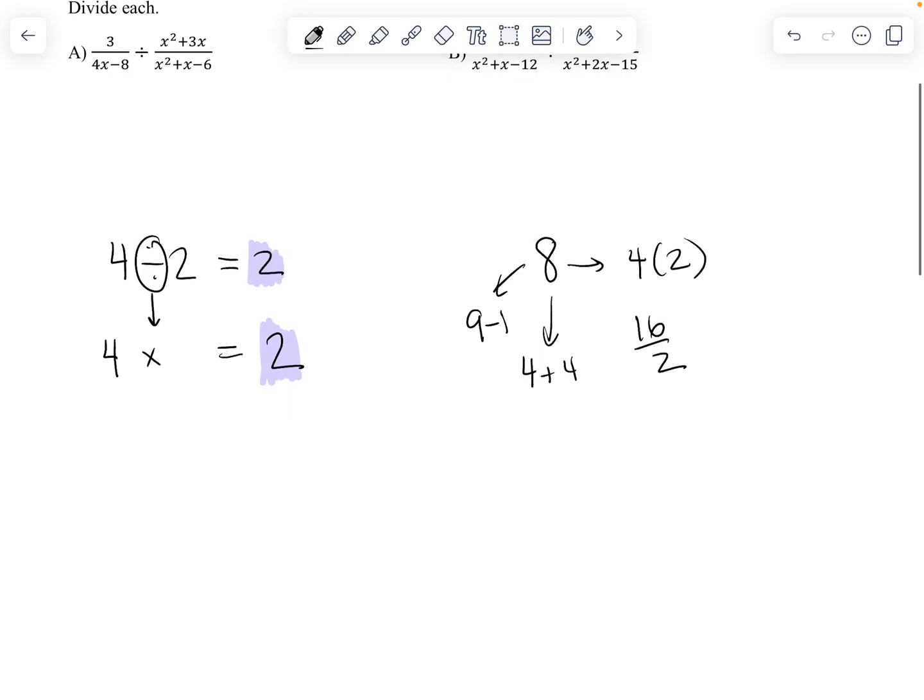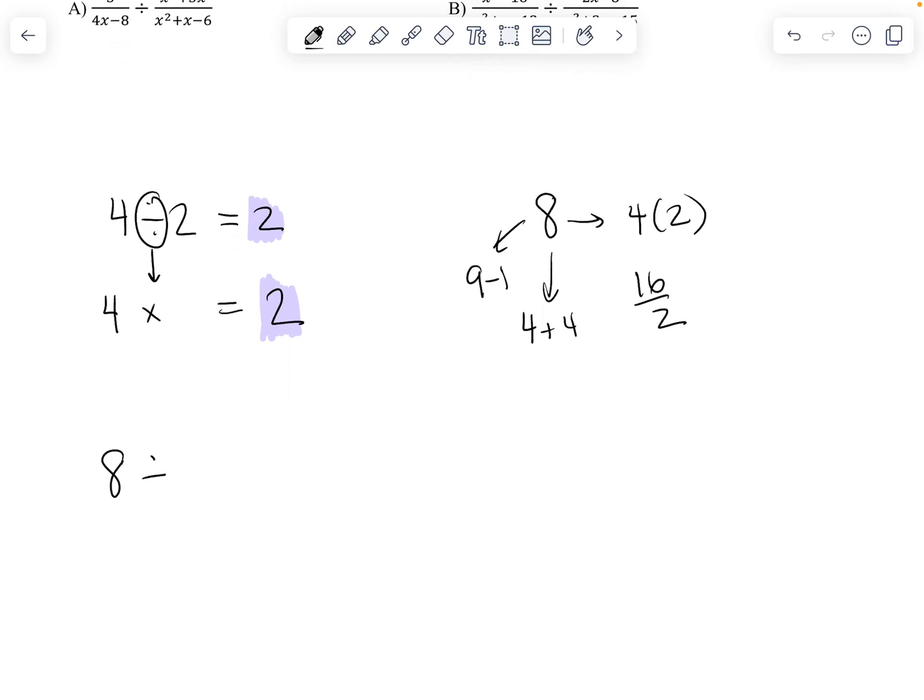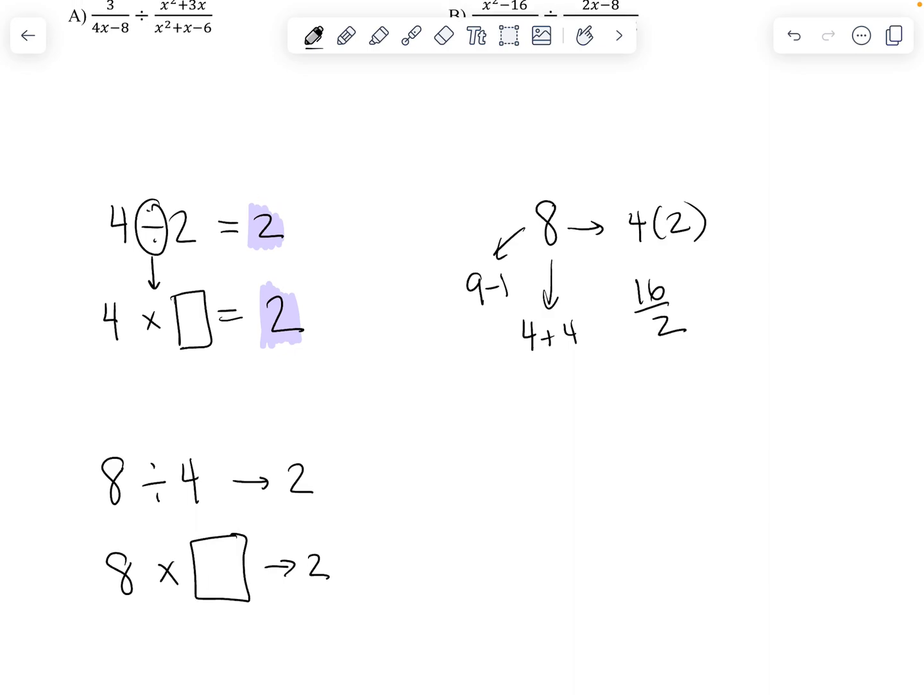Much in the same way, like 8 divided by 4 is 2. So 8 times what is 2? And you might be wondering, well, there's no way I can multiply 4 by something and make it smaller, or multiply 8 by something and make it smaller. And I'm using 2 a lot, but well, that's fine. And you can make it smaller. That's where fractions come in. So half of 4 is 2, and 1/4 of 8 is 2.